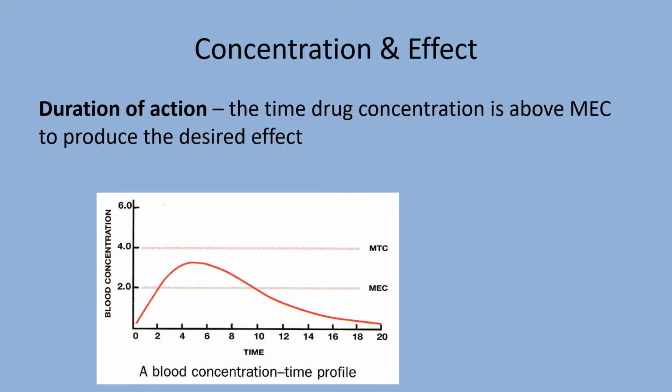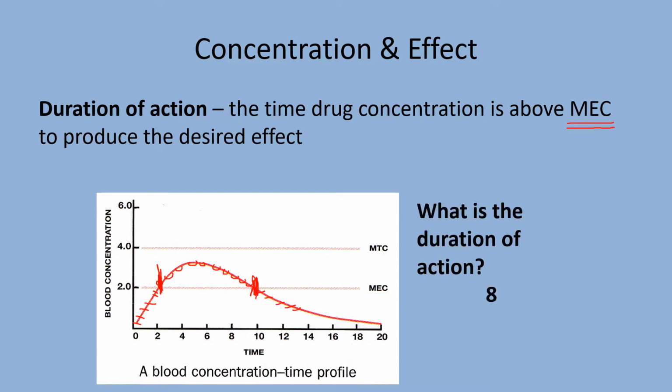Duration of action. How long is this drug working for? In other words, how long is my blood concentration above the minimum effective concentration? So if I take a dose, how long does it work for? It's not working, not working, not working, then working, working, working, and then, oh, no longer working. So how long is it working for? From here to here, the drug is working. Yeah, so it'll work for 8 hours. The duration of action of one dose would be about 8 hours.